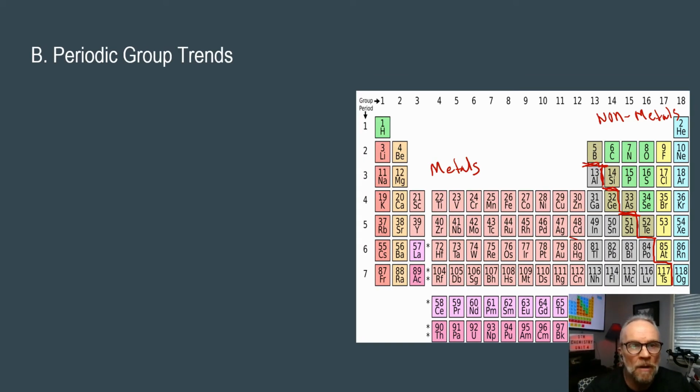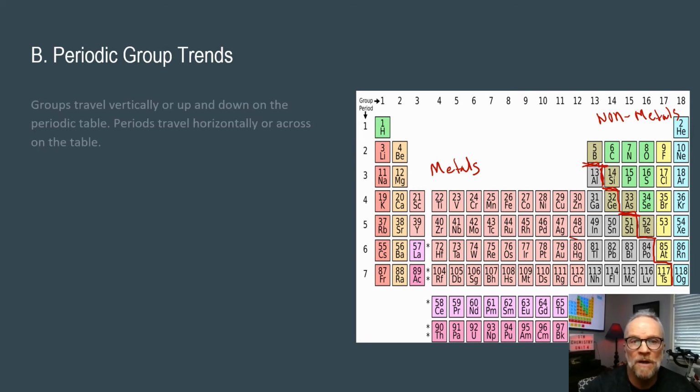Okay, so now we will talk about group trends, different characteristics of the elements that are in the vertical columns on the periodic table. Groups travel vertically up and down on the periodic table, like so. So this is group 1, and this is group 2, group 13, group 14, etc. And periods travel horizontally or across the table. So you have period 1, period 2, period 3. Sometimes they call the periods series, and sometimes the groups, they will call them families as well.